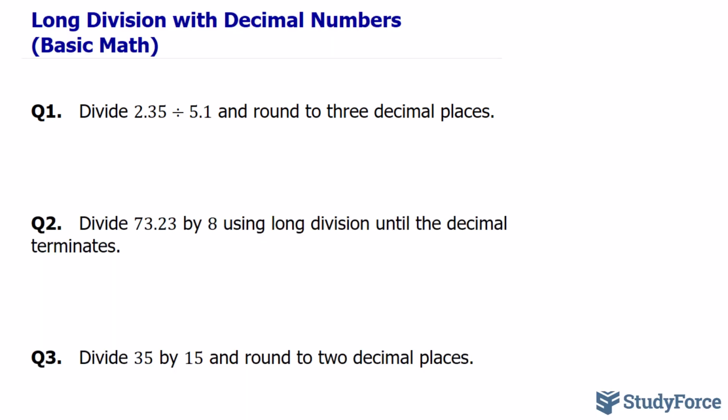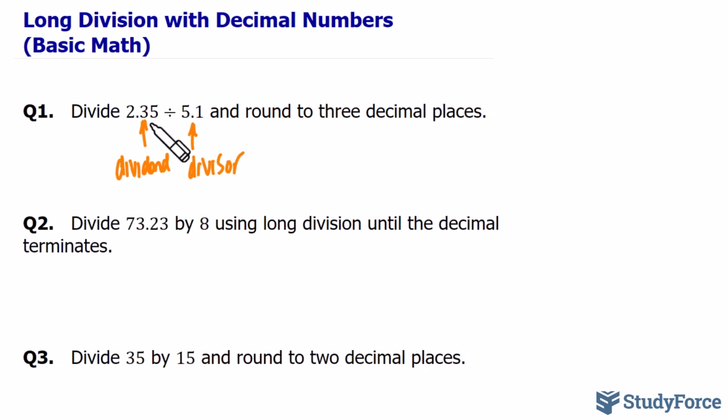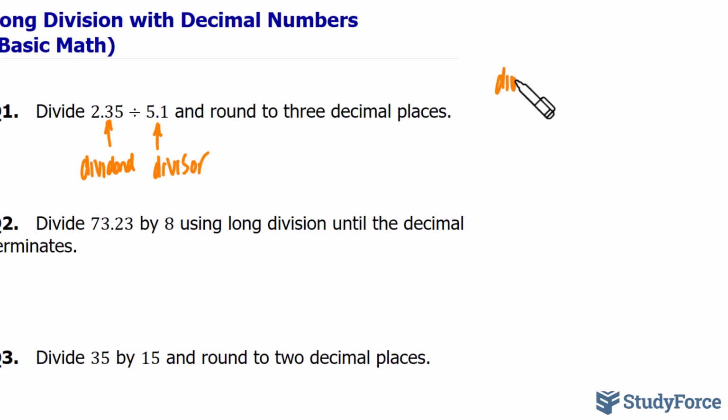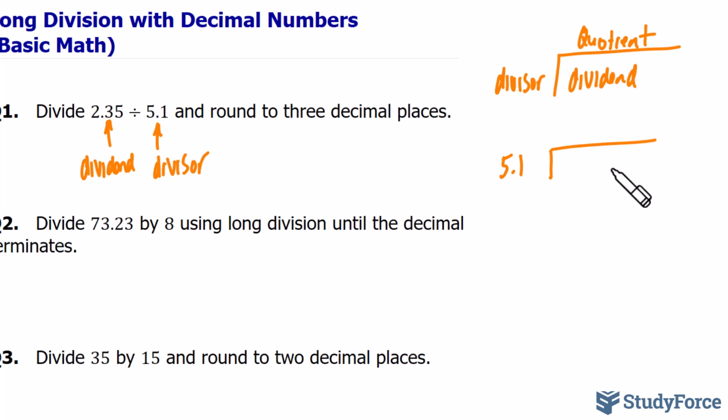Before we get started, remember that this number is your divisor and that number is your dividend. In other words, the first number that appears in the statement is your dividend and the second number is your divisor. When we apply long division, the divisor goes in this area and the dividend goes here. The answer that you find is called the quotient. So our divisor is 5.1 and our dividend, which will go inside here, is 2.35.